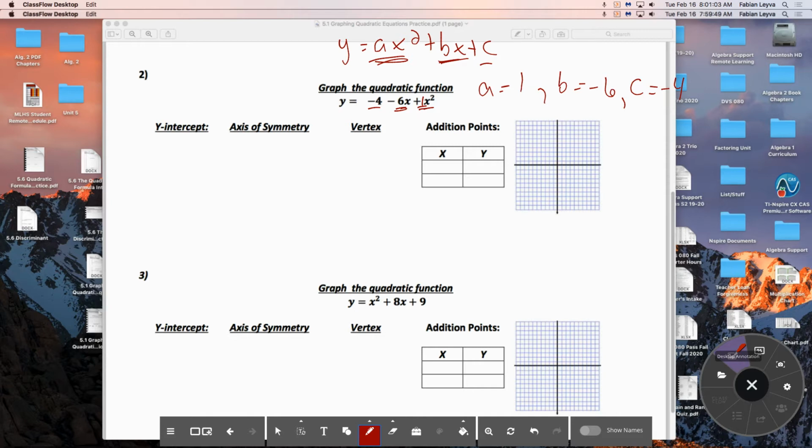So let's start talking about graphing these. Just by knowing your a, b, and c, you can find all this information: the y-intercept, the axis of symmetry, the vertex, etc. You can pretty much draw a pretty accurate graph.